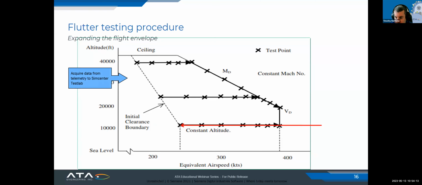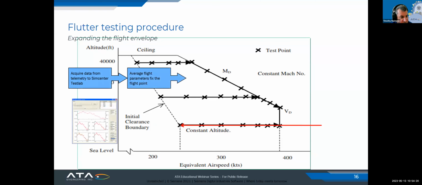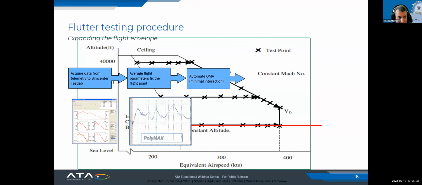We're typically going to use telemetry data and send it to SimCenter Test Lab. Because it's really hard to actually stay perfectly at altitude and at airspeed, we're going to expect to see some variation. We're going to average those flight parameters to get our average flight test point. At that point, we're then going to automate our operational modal analysis, and we're going to extract frequencies and damping that we're seeing from our aircraft.